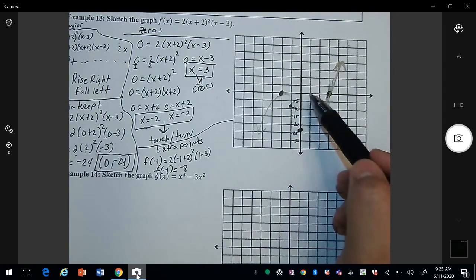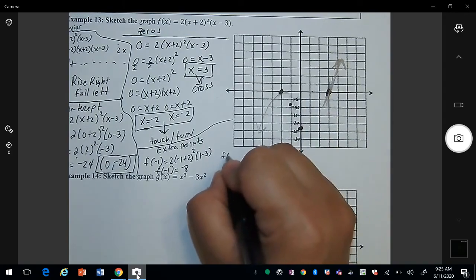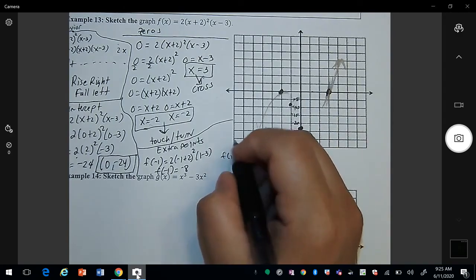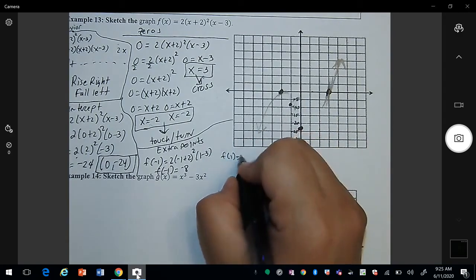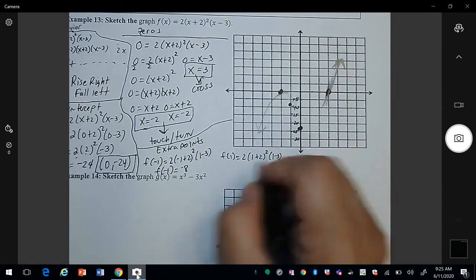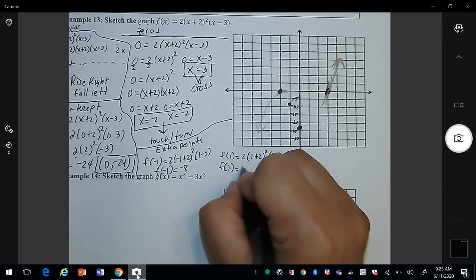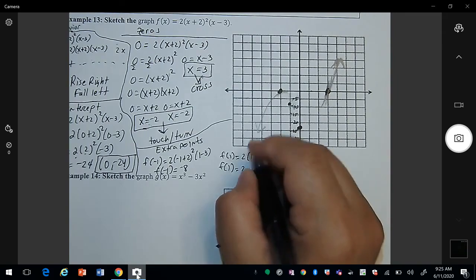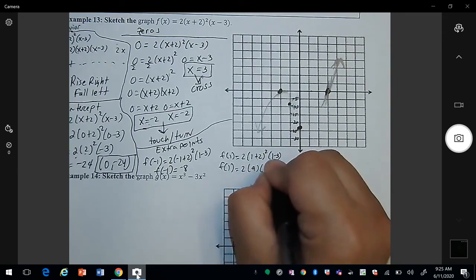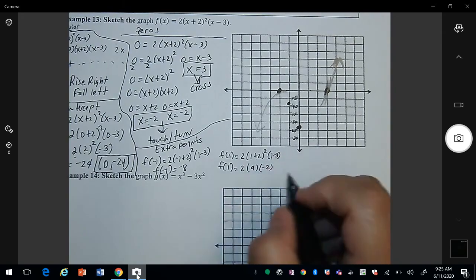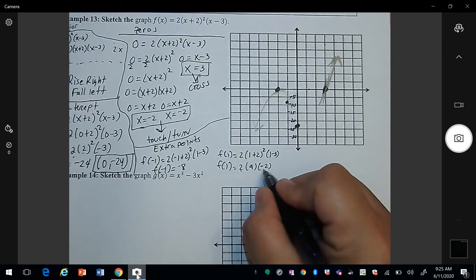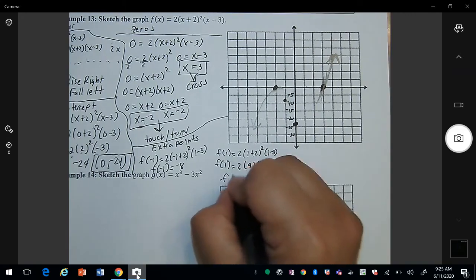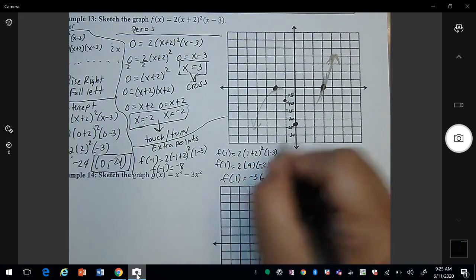Okay. And then let's look at f of 1. So f of 1 would be, plug it in, 2 times (1 plus 2) squared times (1 minus 3). So 1 plus 2 is 3, squared is 9. And 1 minus 3 is -2. -2 times 2 is -4, times 9. f of 1 is -36.